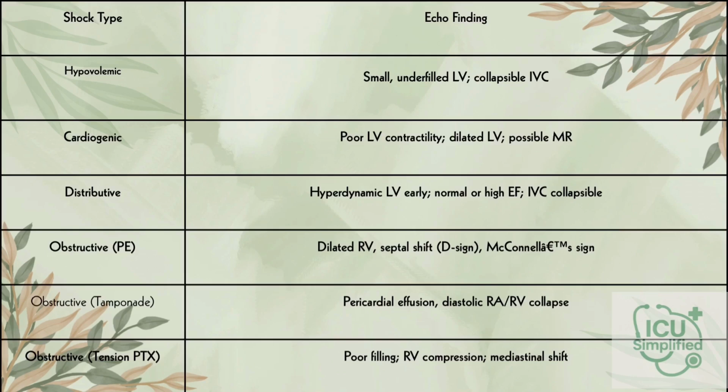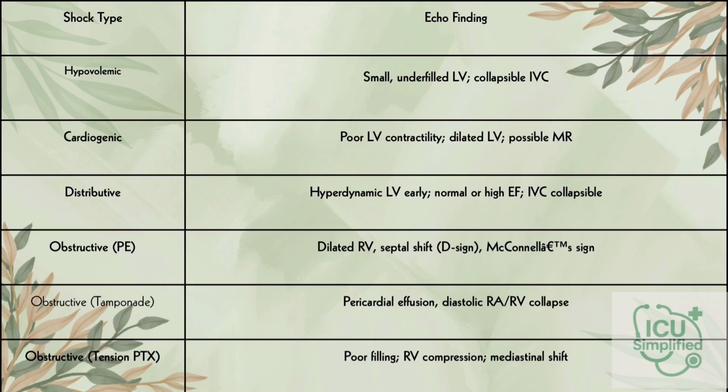Echo doesn't just confirm, it clarifies. Let's decode it. Hypovolemic, collapsed IVC, hyperdynamic heart. Cardiogenic, sluggish LV, reduced contractility. Distributive, often high output but the tank still leaks. Obstructive, depends: is it a PE, a tamponade, a tension pneumothorax? Each has its echo fingerprint. Let's learn to read it.